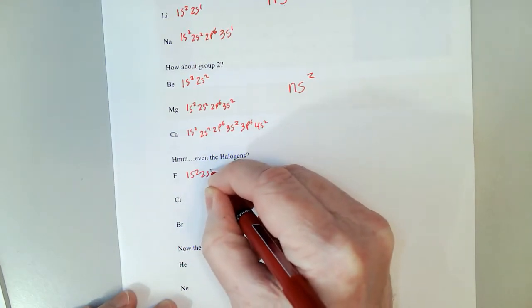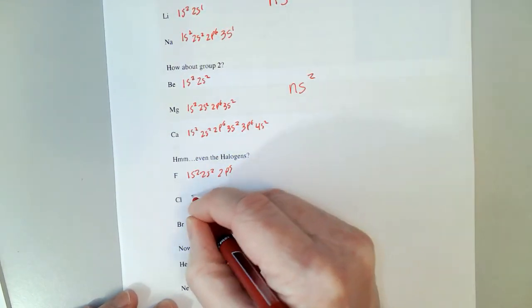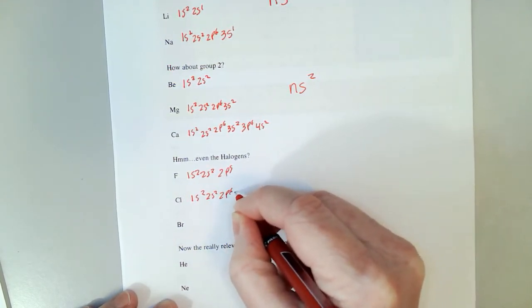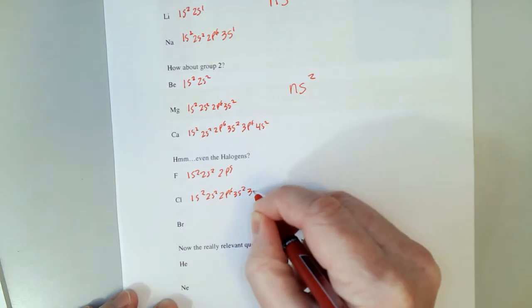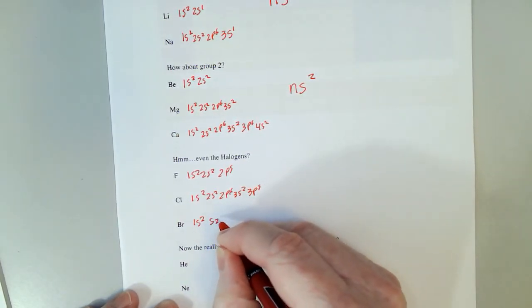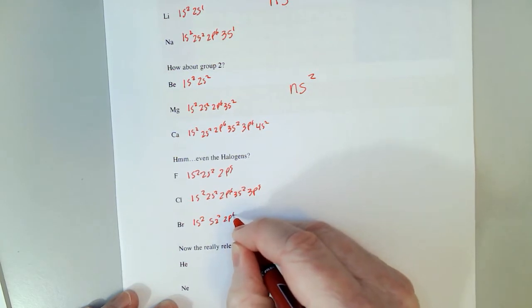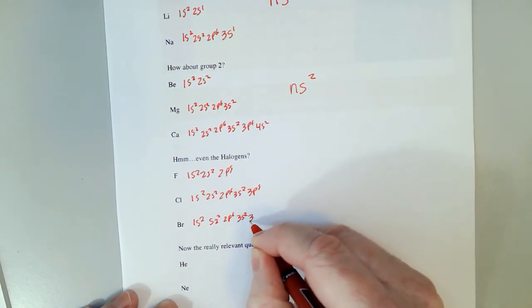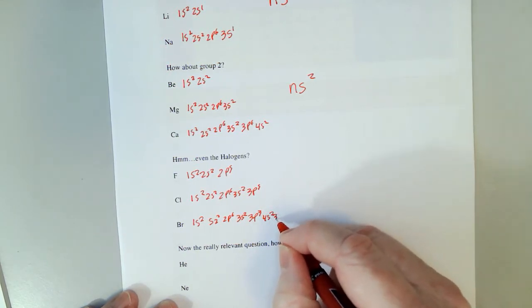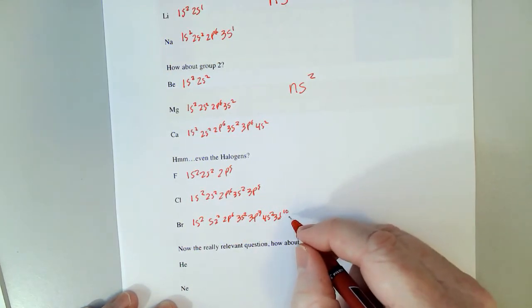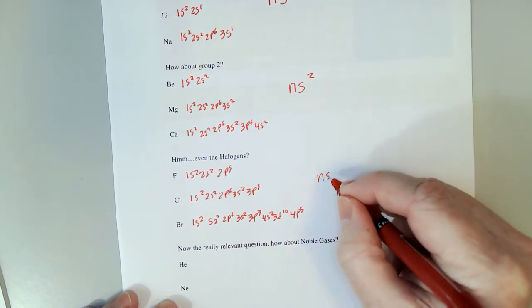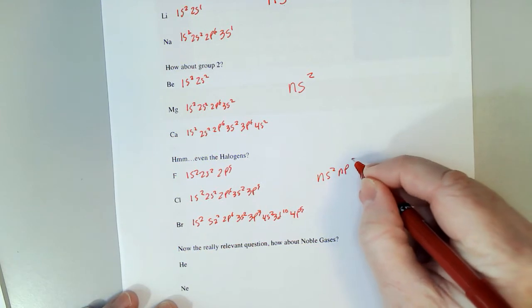1s2, 2s2, 2p5, 1s2, 2s2, 2p6, 3s2, 3p5, 1s2, 2s2, 2p6, 3s2, 3p6, 4s2, 3d10, and finally a 4p5. So these are all ns2, np5.